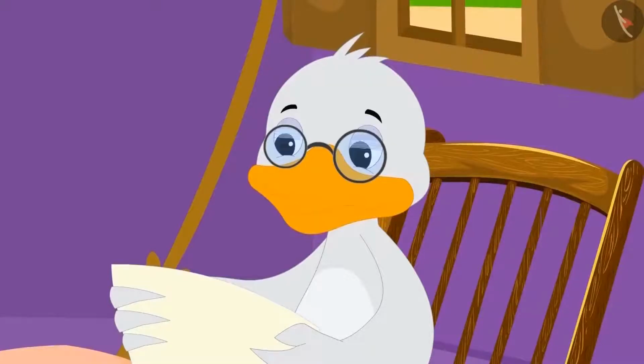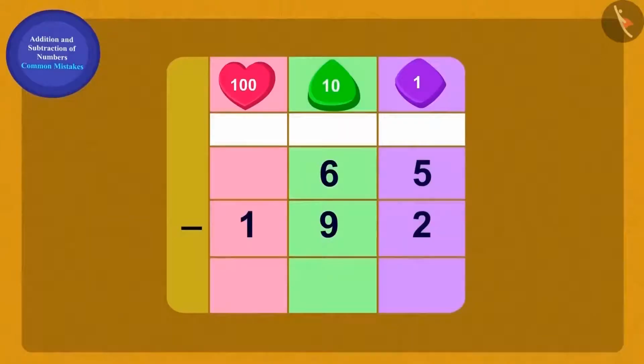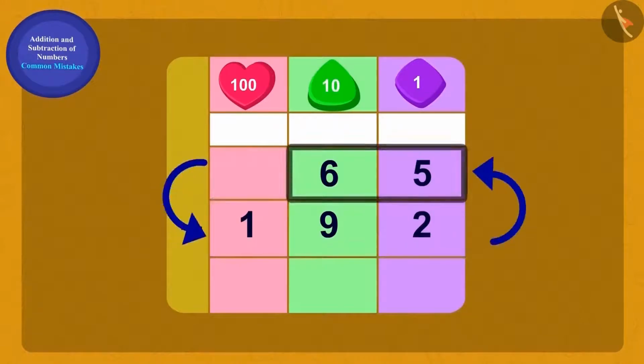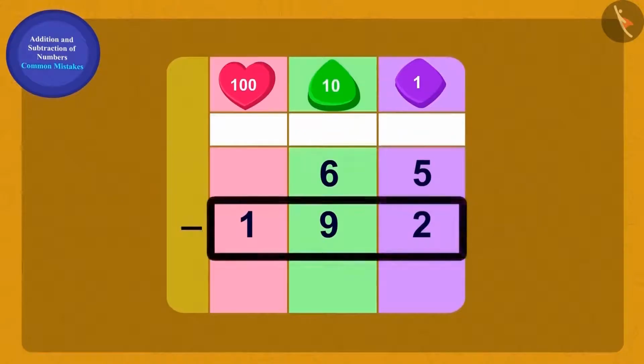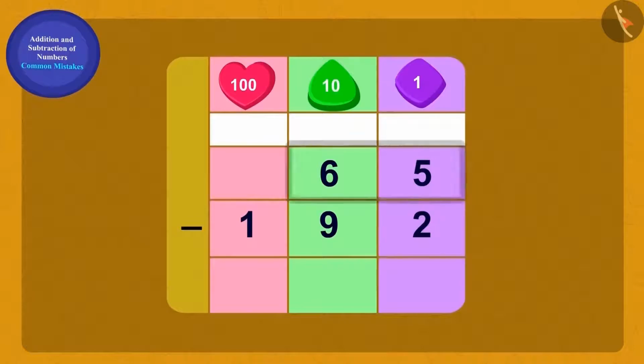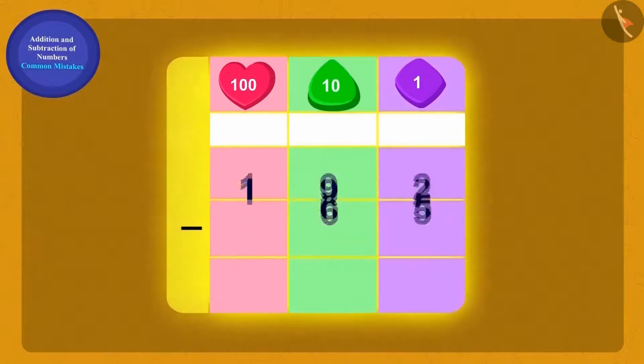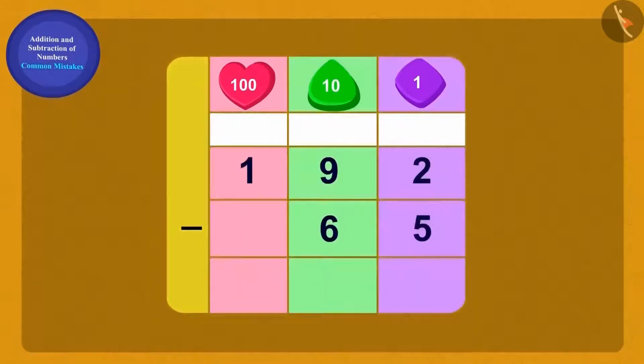Golu dear, you have written this question wrong. While subtracting numbers, we always have to subtract the smaller number from the larger number. To show this, we write the larger number above the smaller number. Here the larger number is 192 and the smaller number is 65. So, we will write your question this way.